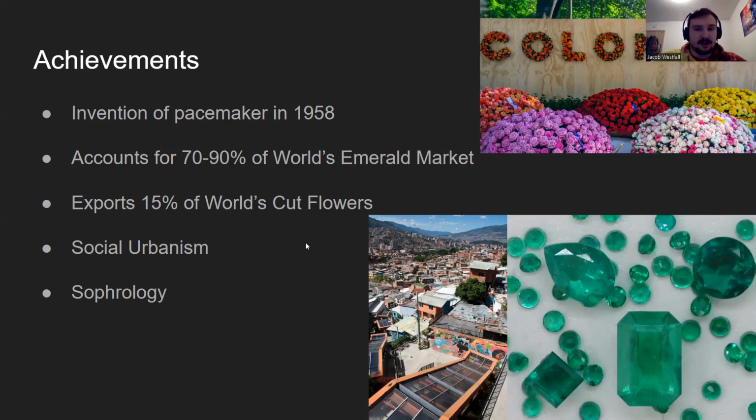Another contribution and achievement that Colombia has is they developed social urbanism, which is the idea of giving poor slums and urban districts the best views in the cities that they have. This has to do with creating more value for people to live in the slums. And this has been adopted by a lot of countries. You can see this in a lot of Latin American countries, especially, but it was originally developed in Colombia.